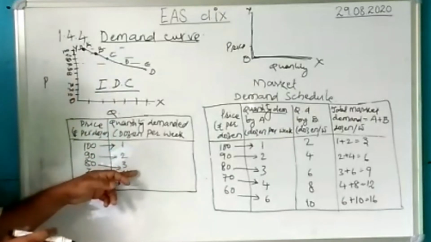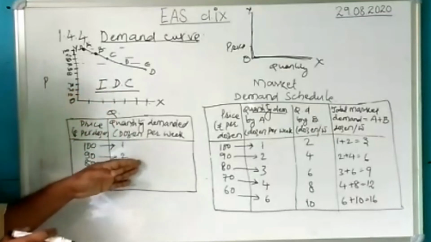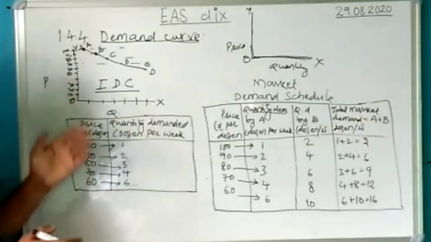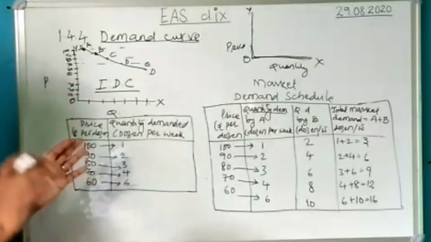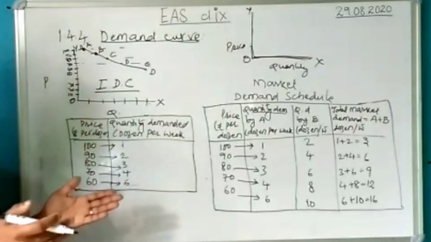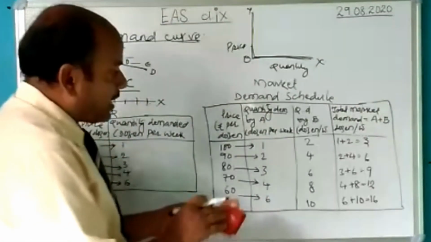On the basis of the individual demand schedule, you can draw the individual demand curve. If you don't have a schedule, you cannot draw a curve. Without the data, you cannot draw a curve. Understood? The meaning or the data that both the pictures represent will remain the same. So now let us draw the market demand curve.